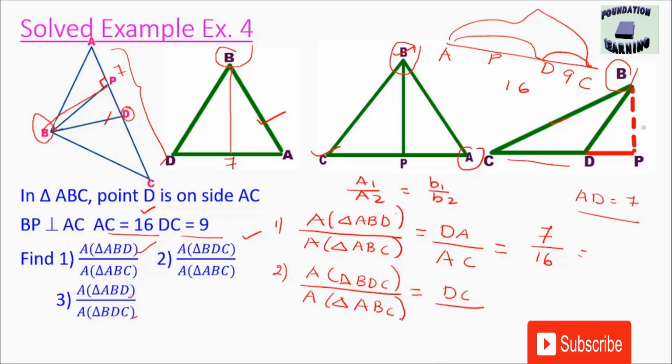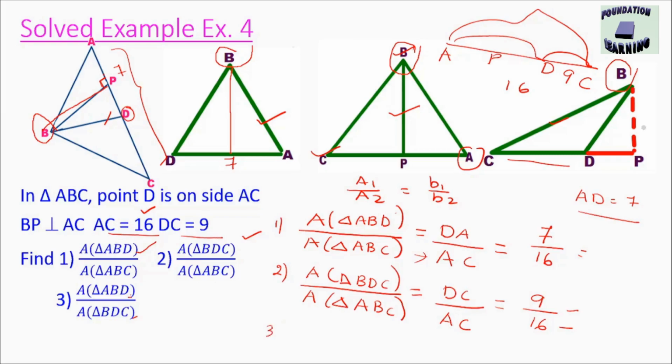And for ABC, what is the base? CA, or AC. We have already taken it here, right? DC was how much? DC is 9, it's given in the question, and AC is 16. The second ratio we have found: area of triangle BDC upon area of triangle ABC is equal to 9 upon 16.